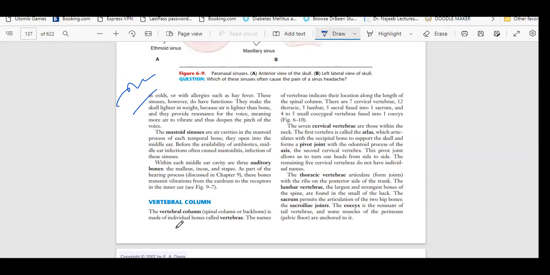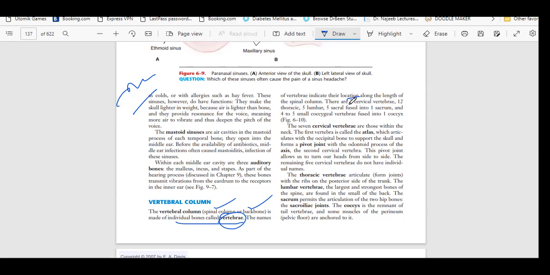So vertebral column. The vertebral column is also known as the spinal column or backbone. It is made of individual bones called vertebrae. So what are the names of the spinal column bones? Vertebrae. Each bone has its specific name according to the area. Let's see that location. According to the location, the length of the spinal column is divided.